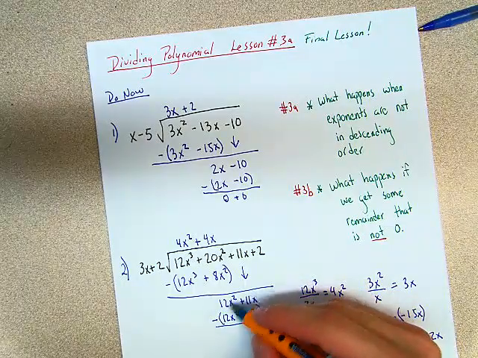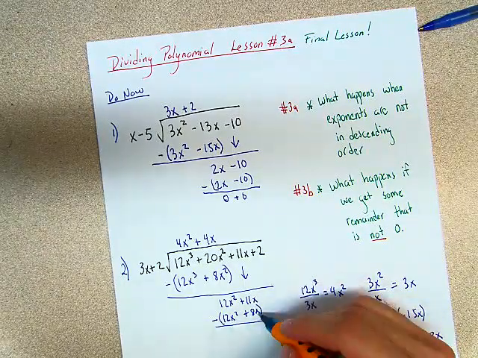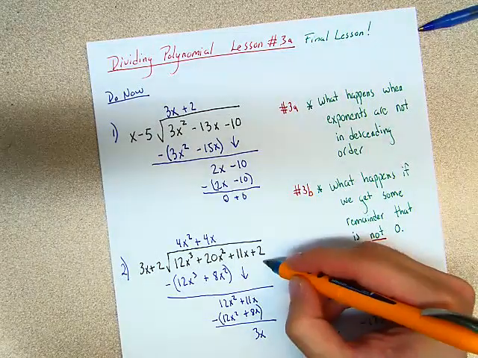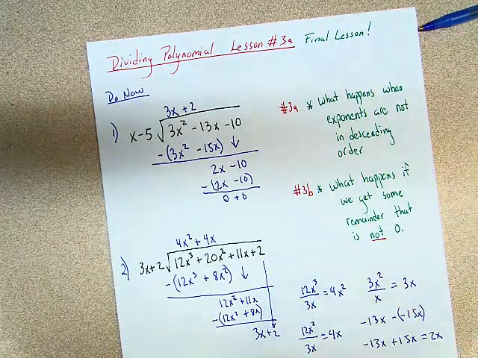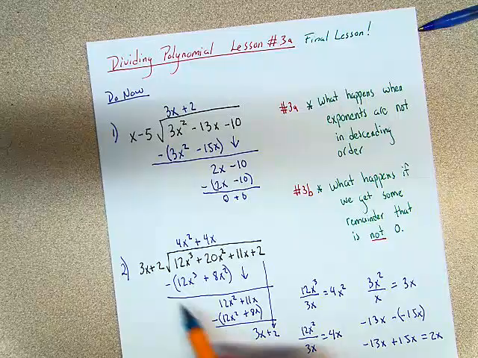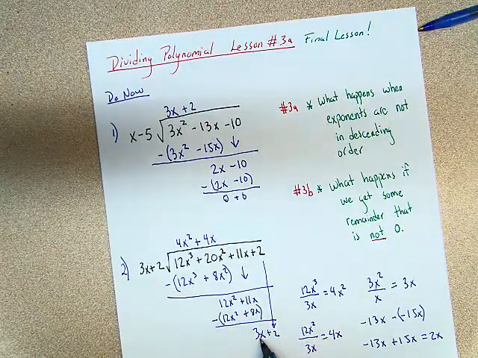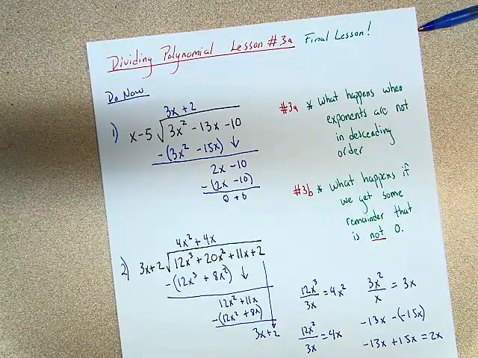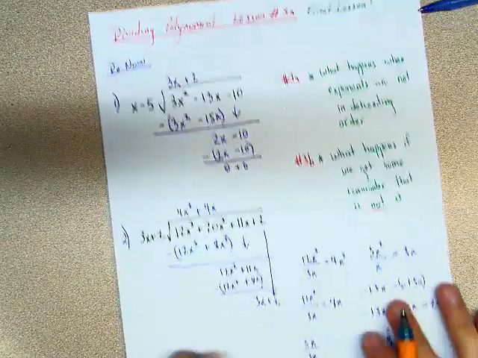Parentheses, minus. This cancels. 11x minus 8x is 3x. Bring down the positive 2. And what do you get? How many times does 3x go into 3x? Oh God, you can't see that.